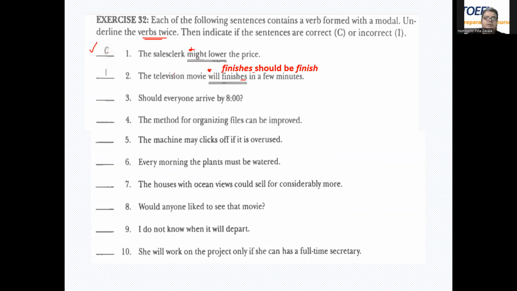The television movie will finish in a few minutes. But it's a television movie. It's third person. It's an it. Isn't it? It finishes, yes, when it's present tense. Right now we're working with an auxiliary, so the main verb is going to be in the base form. Okay, now it's time for you to pause the video, do the exercise, and when you finish, come back and check what you've done. So pause the video now.